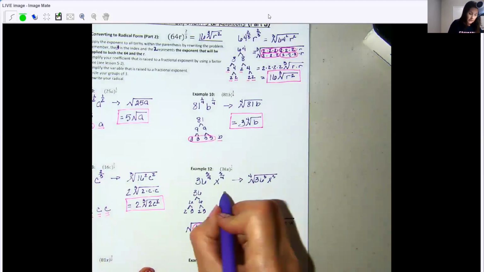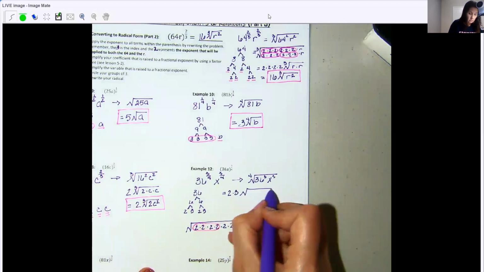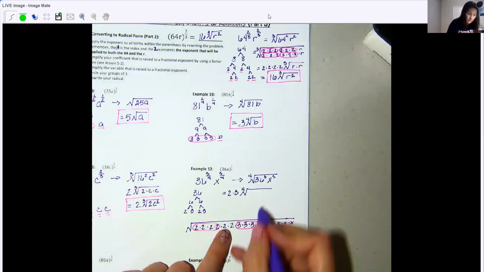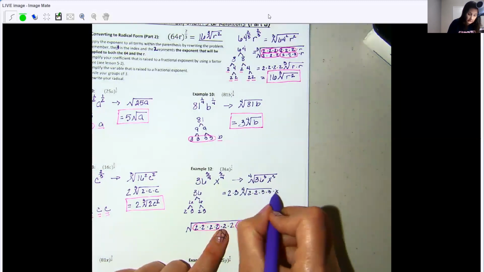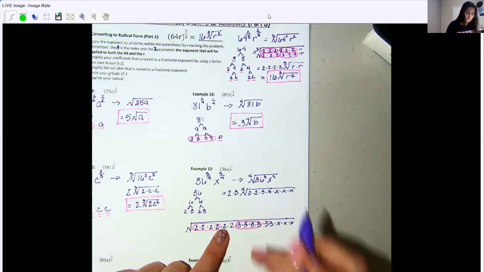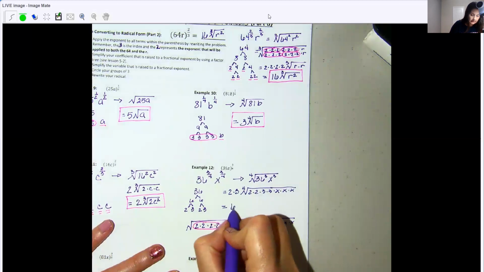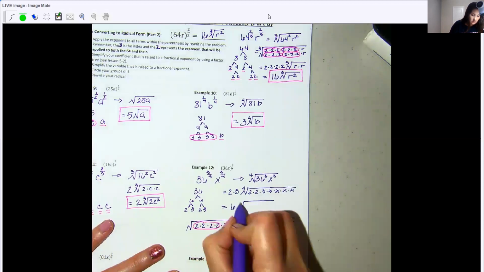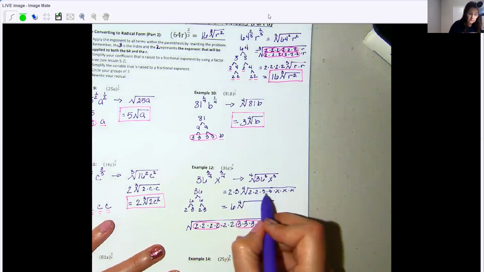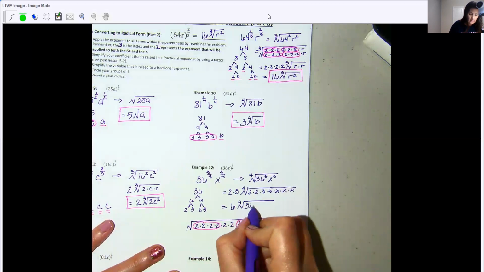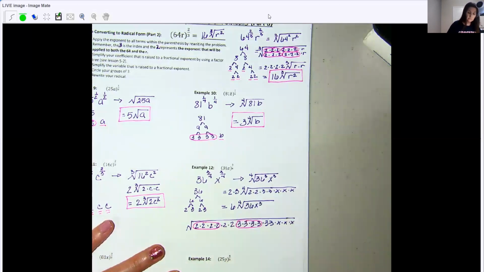So what that means is I have a 2 times 3 on the outside of the radical. And then I have 2 2's left, 2 3's left, and 3 x's left. Okay. So now I can simplify that. 6, and we have an index of 4. 2 times 2 is 4, times 3 is 12, times 3 is 36. X times x times x is x cubed. And then that is my final answer.